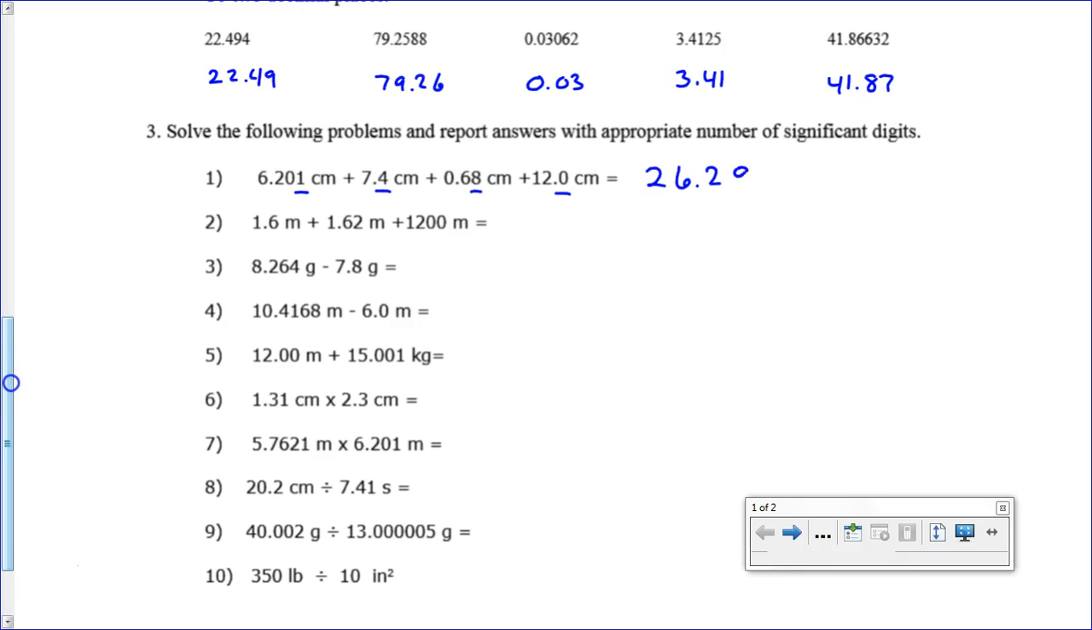But we need to round this to the least precise level of precision, which we said was the tenths place. So just like we were doing before, we take it over, we round it up here at the tenths place. It rounds up because it's a 9 after there, so it really ends up being 26.3.